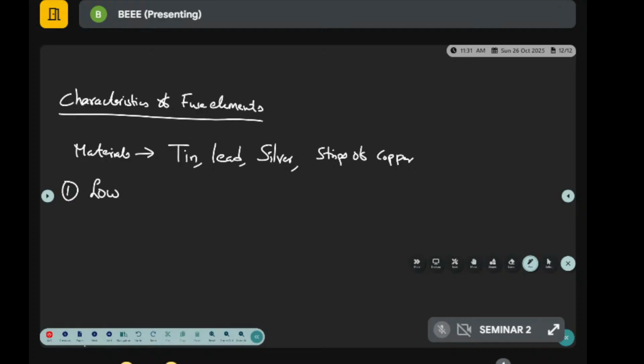it should have a low melting point, fuse wire melting point. What is the meaning of low melting point? Even though the temperature is, okay, 50 degrees, that wire must melt. Do you know the melting point? The temperature at which the fuse wire will melt. That is nothing but melting point. Then high conductivity.